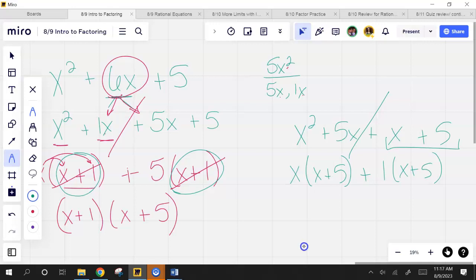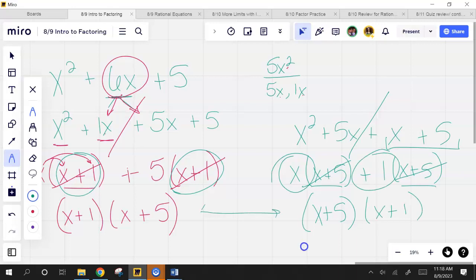Now what am I taking out up front? X plus 5. You write it one time, and what's left? X plus 1. Does that look the same? Yes, it's just that the parentheses are flipped, but that's okay because I can multiply forwards or backwards and it's still the same thing because multiplication is commutative. That's exactly right.